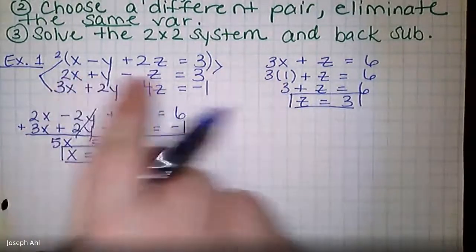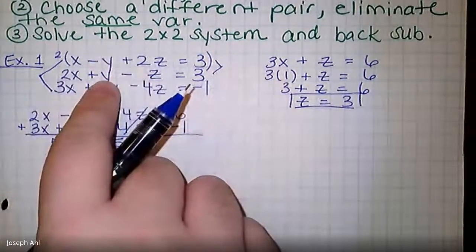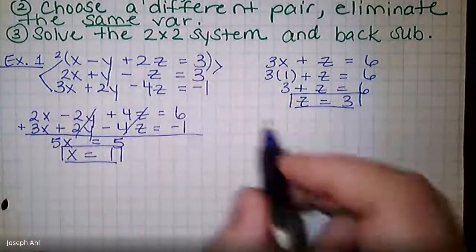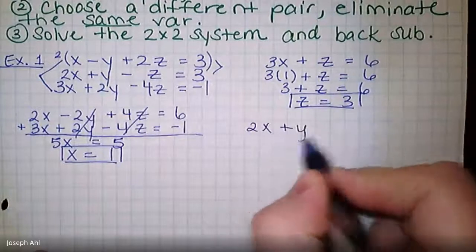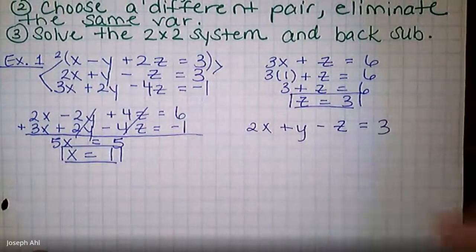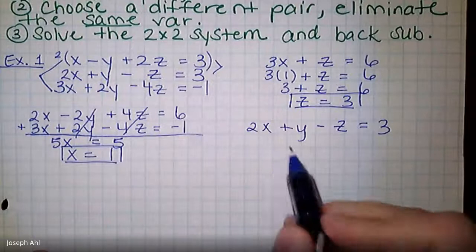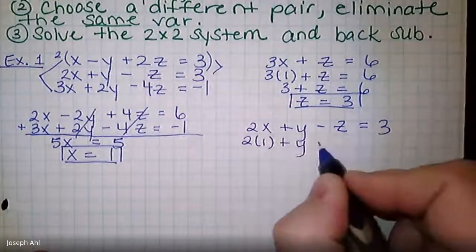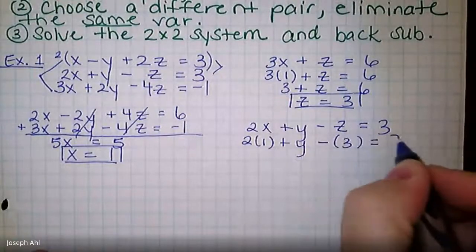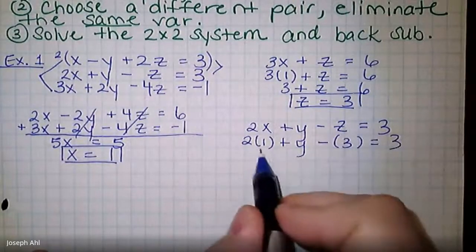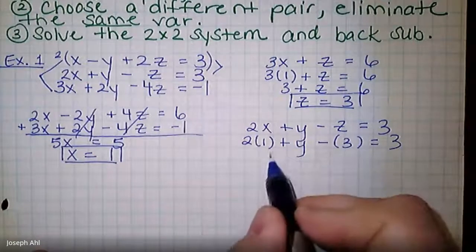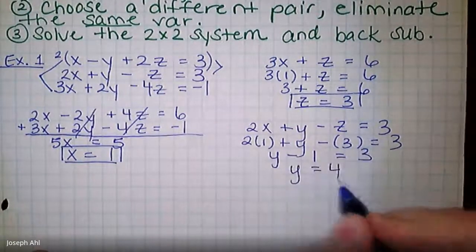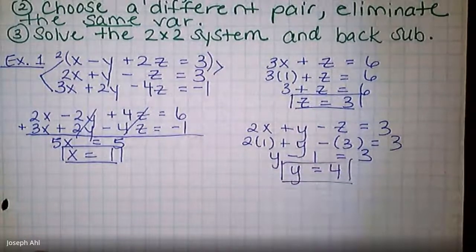Got to go back to any of the original equations. Doesn't really matter. I kind of like the middle just because y is positive and by itself already. So if we go back to 2x plus y minus z equals 3. In this instance, we're going to plug in 1 for x, plug in 3 for z, and we'll solve for y. So if I combine like terms, 2 minus 3 is a total of minus 1 on that side. So if y minus 1 equals 3, we would get that y is equal to 4.